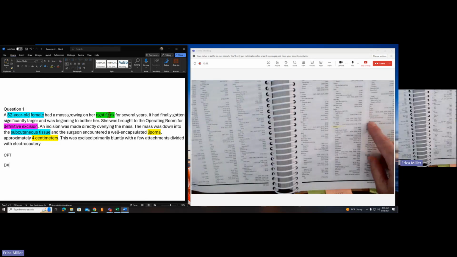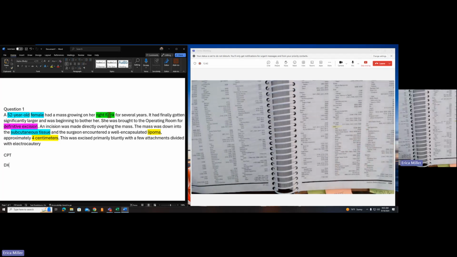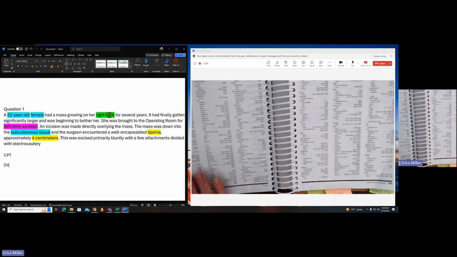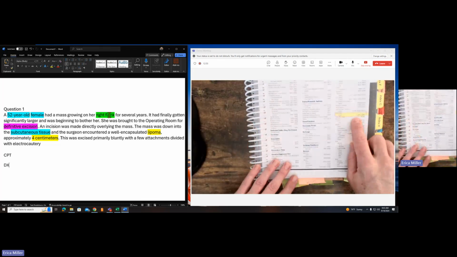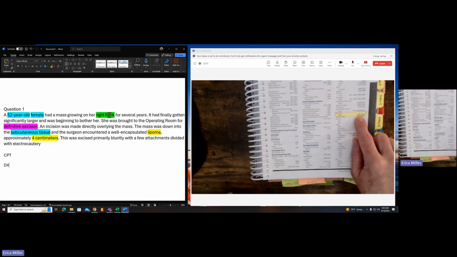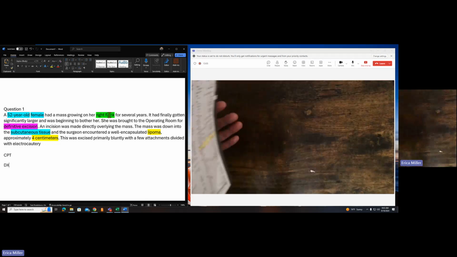I took a quick scroll through the other sections of my excision index, and I didn't really find anything else that would have led me to a more specific code set. So again, I'm comfortable here, and I want to start by reviewing 21930 and code 21933. Okay, so now I'm going to head over to my tabular section.